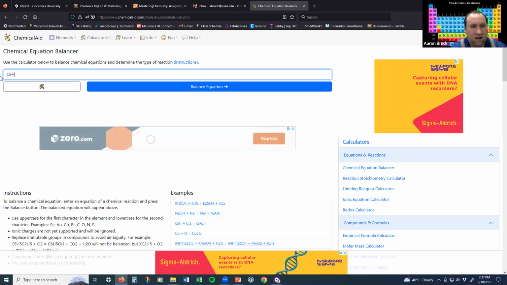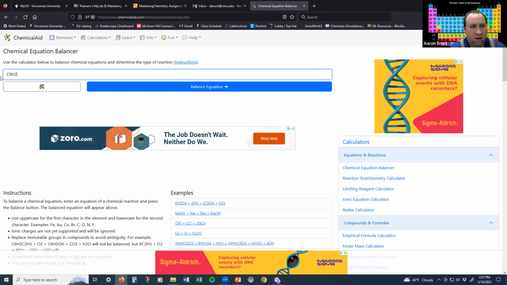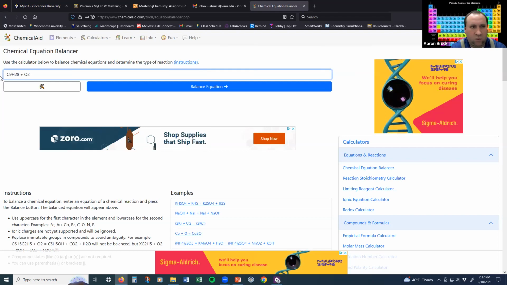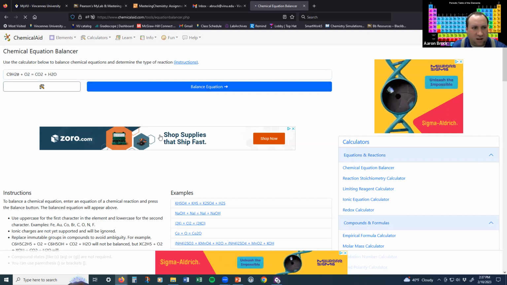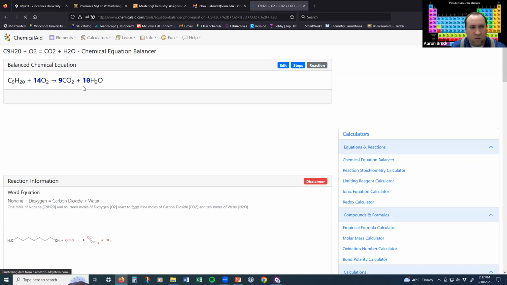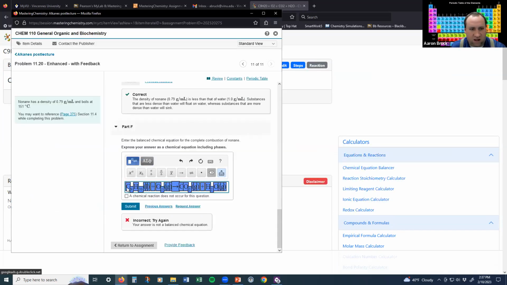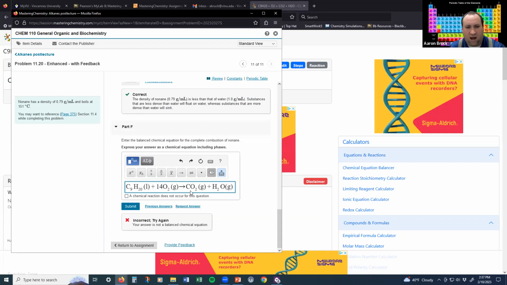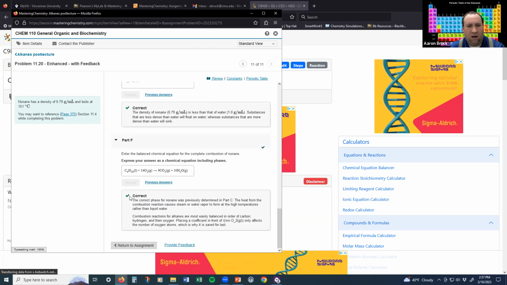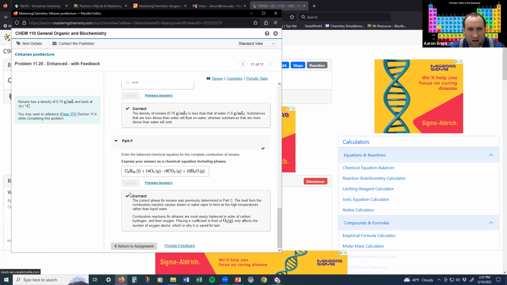So C9H20 plus oxygen equals CO2 plus H2O. And if you hit the balance button here, it'll tell you what the correct coefficients are. And you could put those in here, 14, 9, 10. And now it's going to tell you that you did it correctly.